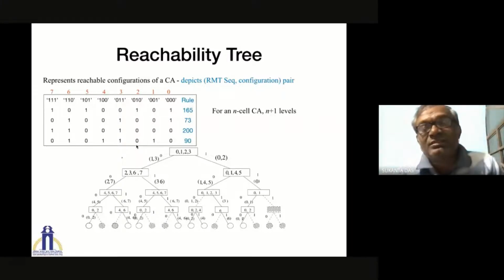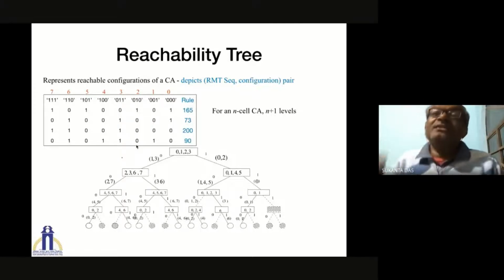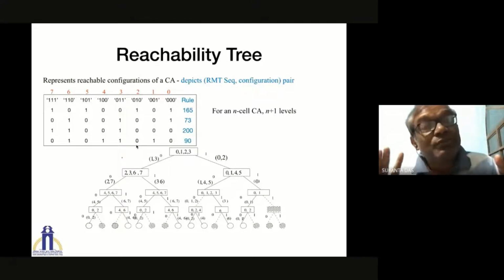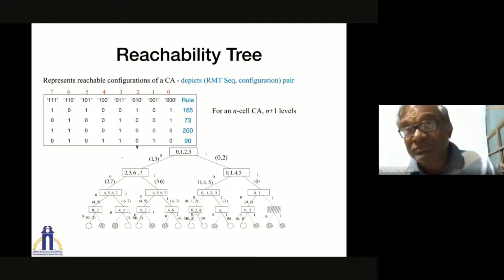And the leaves are all empty. Note here that leaves are empty because it is null boundary condition. For other boundary conditions, for example periodic boundary condition, they will not be empty. Here they are empty. And since it is null boundary condition, for this kind of CA, the root is composed of only 0, 1, 2, 3 RMTs, not 4, 5, 6, 7. As I discussed a few minutes back, for the first rule, RMTs 4, 5, 6, 7 are invalid.